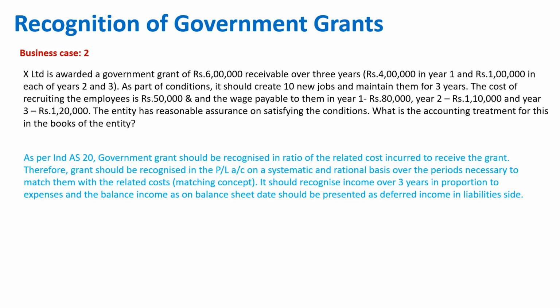Why? Because the company is going to incur different costs in year 1, year 2, year 3 relating to the salary to be paid to these 10 new jobs, right? So the grant has to be apportioned and categorized in the respective years. You can't consider the total 6 lakh in the first year. Therefore, grants should be recognized in the profit and loss account on a systematic and rational basis over the periods necessary to match them with the related cost. That is mostly the matching concept. It should recognize income over 3 years in proportion to expenses, and the balance income as on the balance sheet date should be presented as deferred income on the liability side.